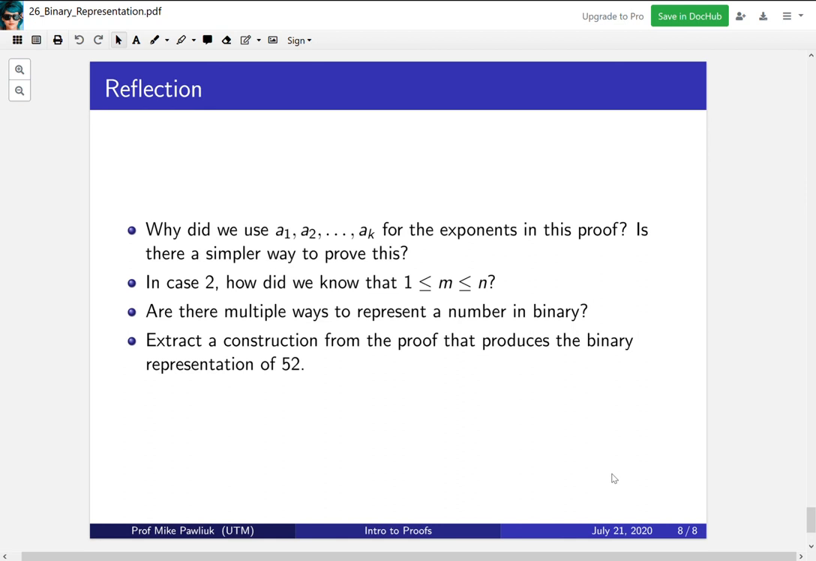So let's take a moment to reflect. Why did we use a1, a2, and ak for the exponents in this proof? Is there a simpler way to prove this? Or is there a simpler way to notate this? In case 2, how did we know that m was between 1 and n? Are there multiple ways to represent a number in binary, or is the representation unique? Extract a construction from the proof that produces the binary representation of 52.